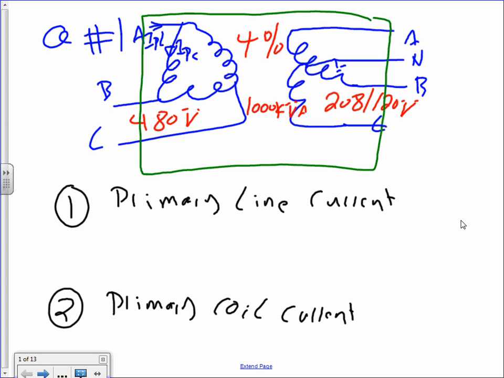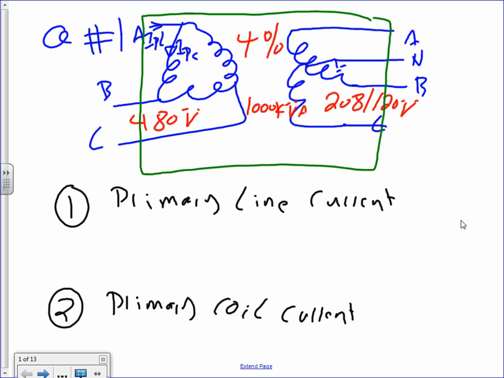So we talked about this one, guys. We said delta Y transformers are the most common transformers you're going to encounter. We have a system that's 480 in the primary, 208 in the secondary. I have 1000 kVA, and the impedance is 4%.